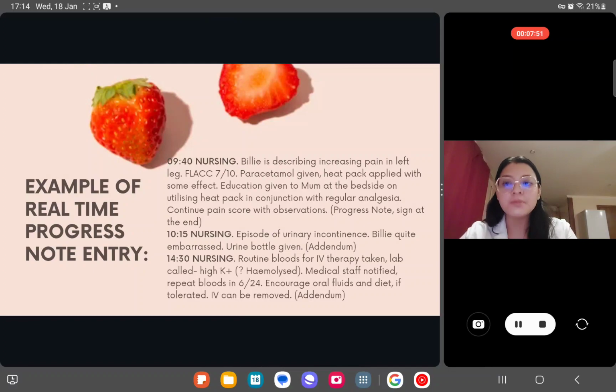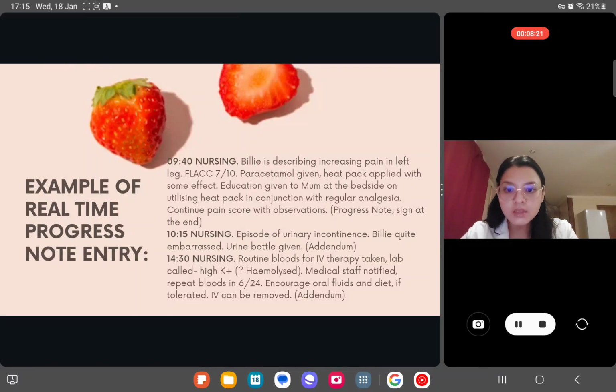So here is an example of real-time progress note entry. At 9:40 a.m. nursing, Billy is describing increasing pain in left leg. FLACC is 7/10, paracetamol given, heat pack applied with some effect. Education given to mom at the bedside on utilizing heat pack in conjunction with regular analgesia. Continue pain score with observations. The progress note is signed at the end.